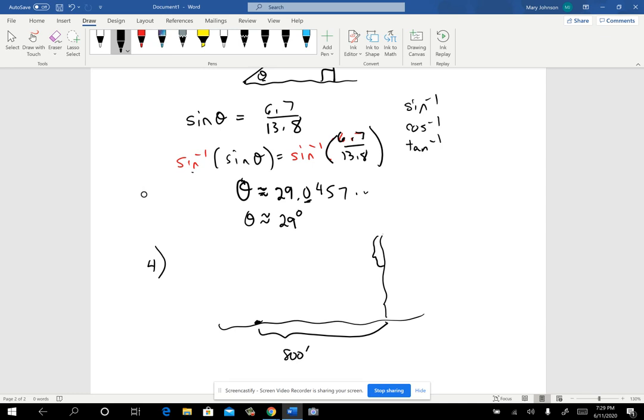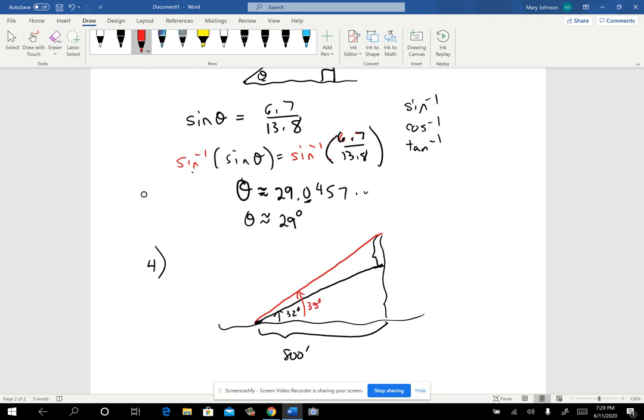Okay, and it says the angle of elevation to the bottom of the face, so right at his chin, is 32 degrees. So this is 32 degrees. And then I'm going to draw it in a different color. It says the angle of elevation to the top, so up to the top of it, winds up being 35 degrees.